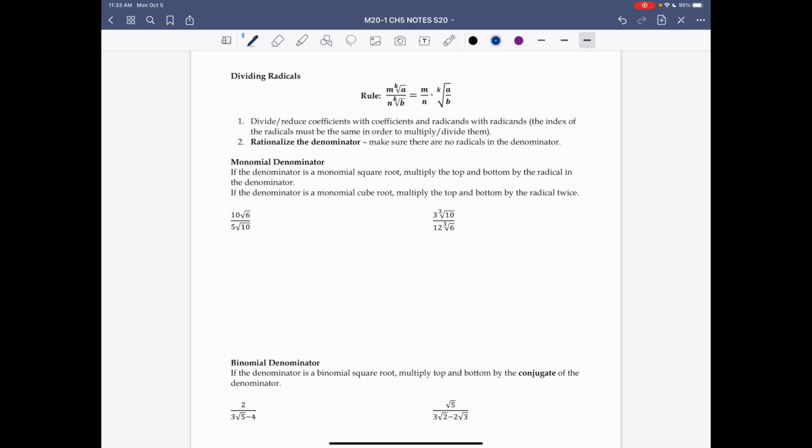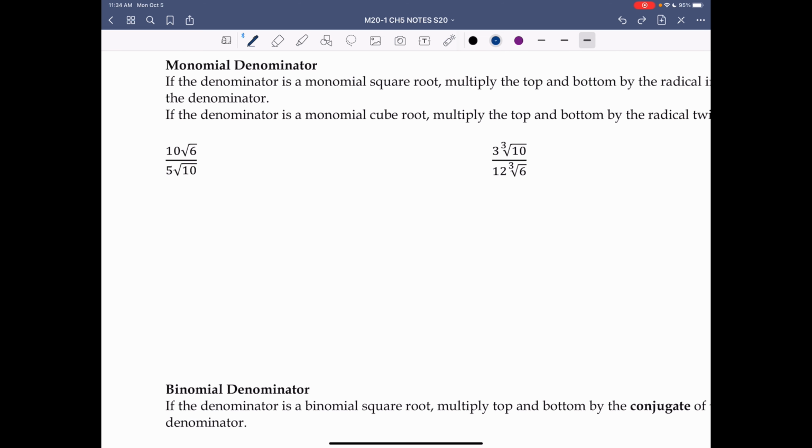For a monomial denominator, if the denominator is a monomial square root, multiply the top and bottom by the radical in the denominator to rationalize the denominator. If the denominator is a monomial cube root, multiply the top and bottom by the radical twice. First example, 10 square root 6 over 5 square root 10.